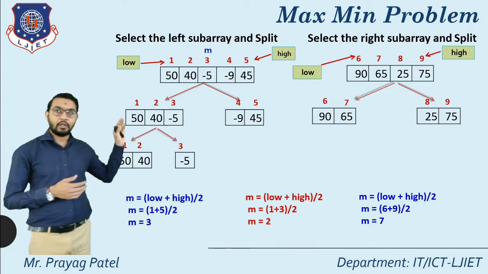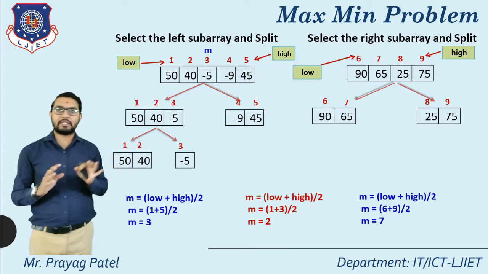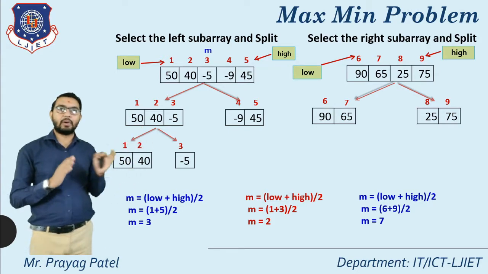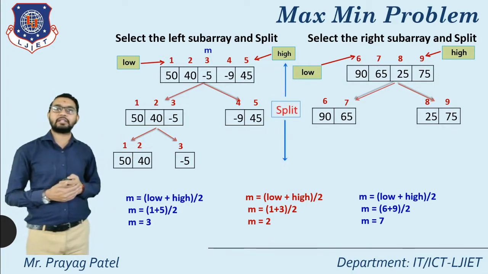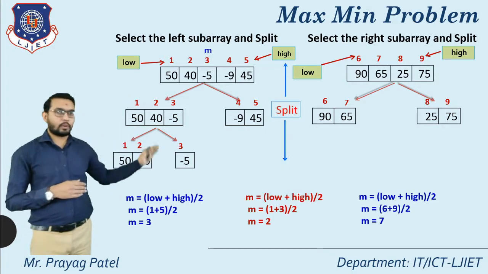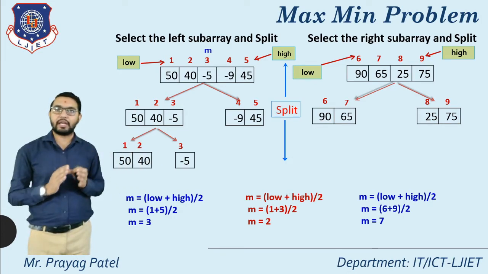Now after that, there is no need to divide this array into subarrays because each and every part has a maximum of 2 elements, not more than that. That's why no need to divide this array further. So this operation is considered the divide operation or split operation of the given array.